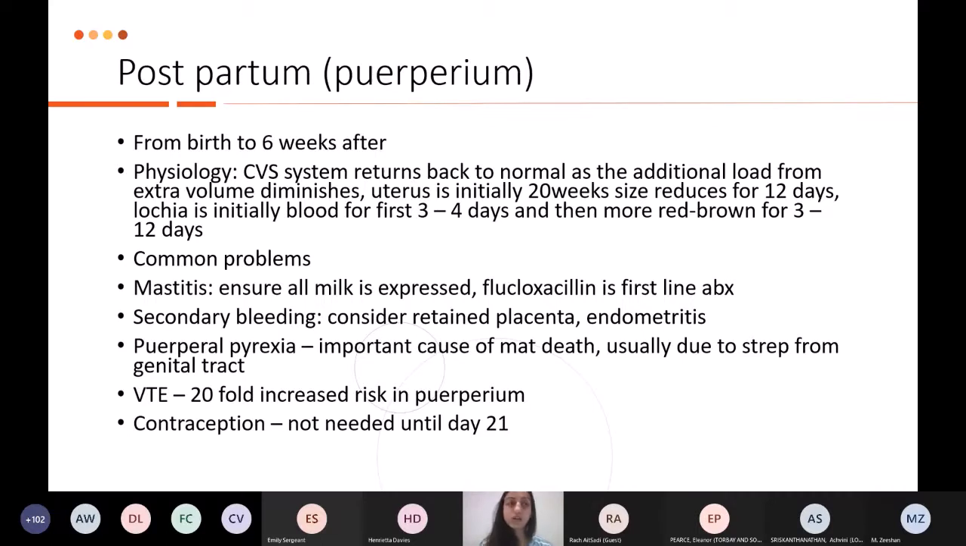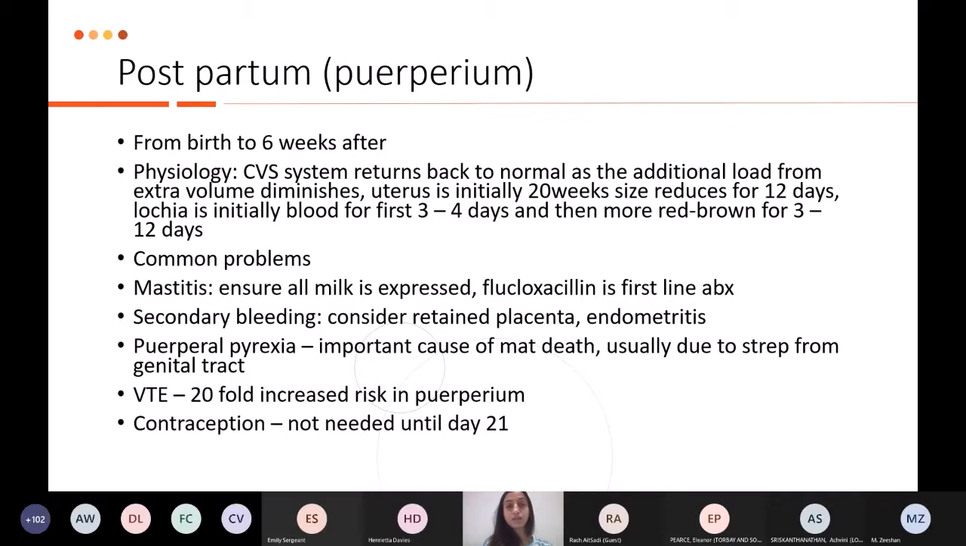health side of things. So the postpartum period is from birth to 6 weeks afterwards. And physiologically, you'd expect that your cardiovascular system returns back to normal because the additional load from the extra volume starts to diminish. The uterus after you give birth would usually be at 20 weeks, so that would be at your umbilicus. Then hopefully over the next 12 days, you would expect that it would reduce down to the point where you probably feel it just above the pubic bone at about 12 days.